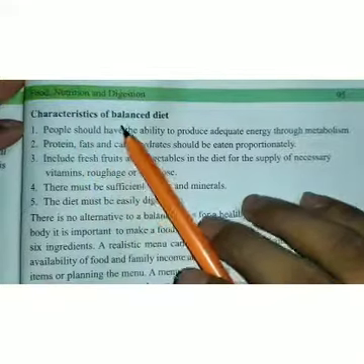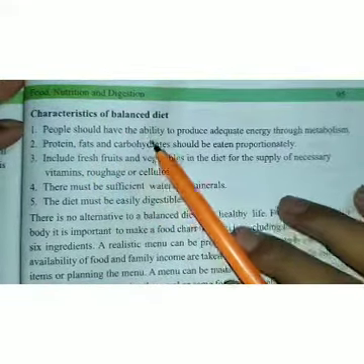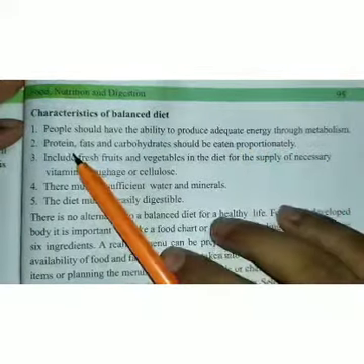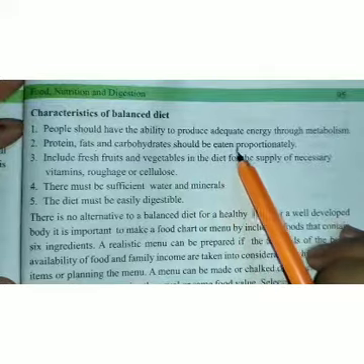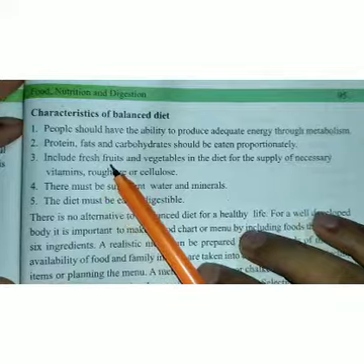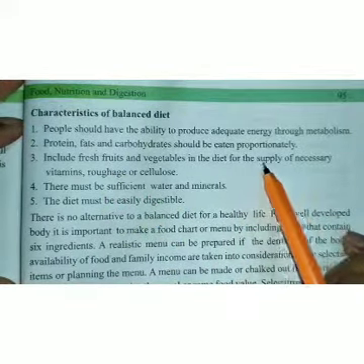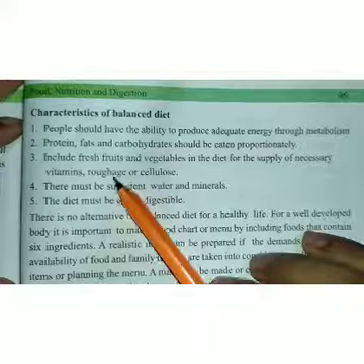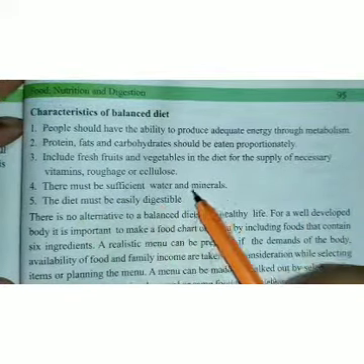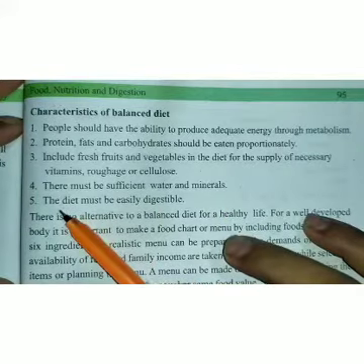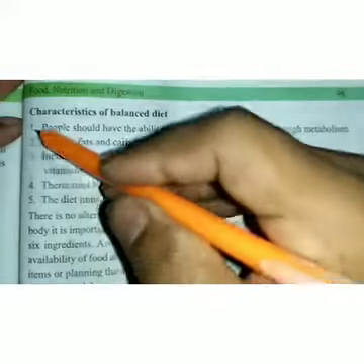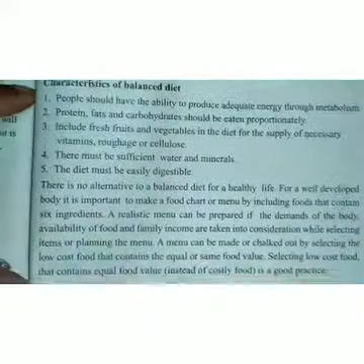That is the characteristic of a balanced diet. 1. People should have the ability to produce adequate energy through metabolism. 2. Protein, fat, and carbohydrate should be eaten proportionally. 3. Include fresh fruit and vegetables in the diet for the supply of necessary vitamins and fibre or cellulose. 4. There must be sufficient water and minerals. And then 5. The diet must be easily digestible. These are the main characteristics of a balanced diet.